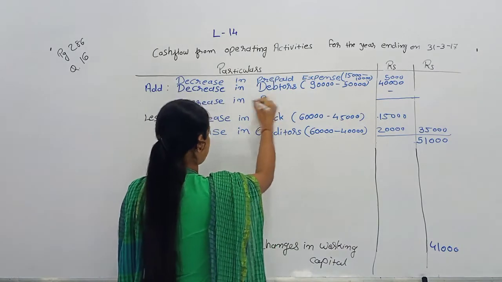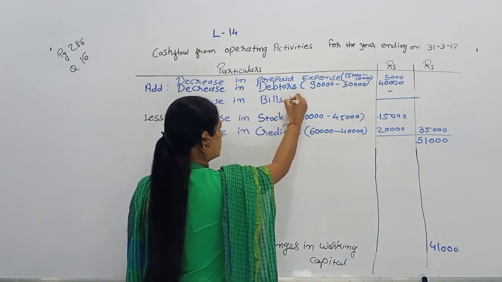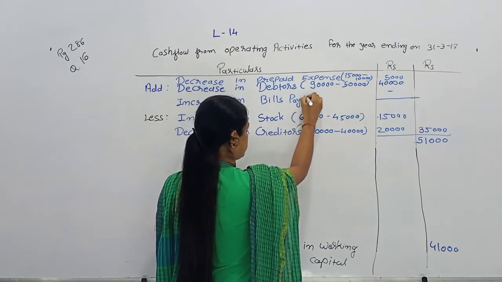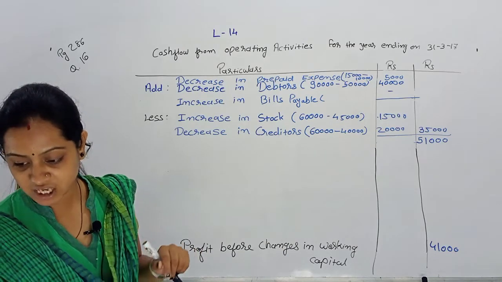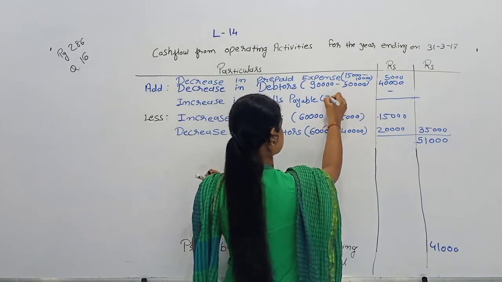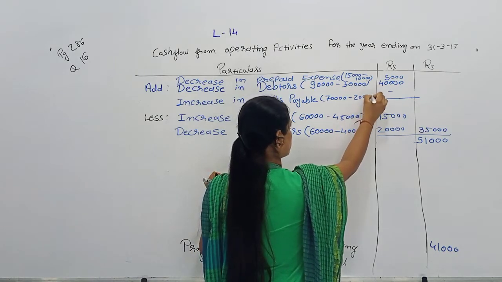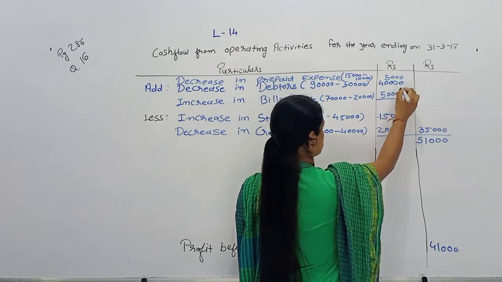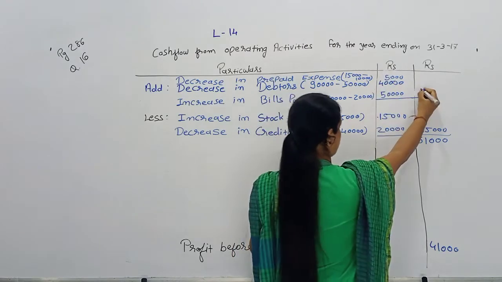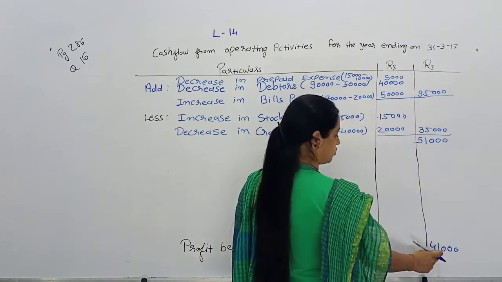From the next sum I will directly write increase in bills payable, not write current liabilities. Okay. Amount 70,000 and 20,000. So the increase will be 50,000. So 50,000 plus 40,000 plus 5,000 is 95,000. We have to add 95,000 to 41,000.